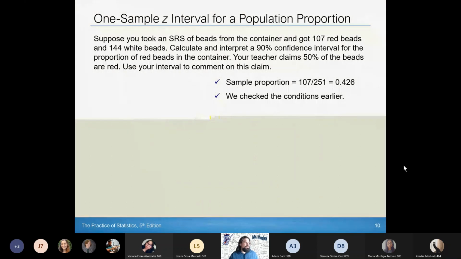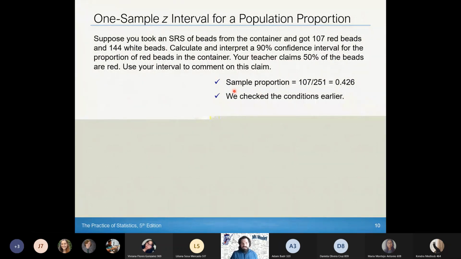So we have a 1 sample z interval for a population proportion. An example. Let's suppose that you took an SRS of beads from a rather large container of beads that only contains red or white beads, and got 107 red beads and 144 white beads. We're going to calculate and interpret a 90% confidence interval for the proportion of red beads in the container. Mr. Mosley claims that 50% of the beads are red. We will use our interval to comment on this claim.